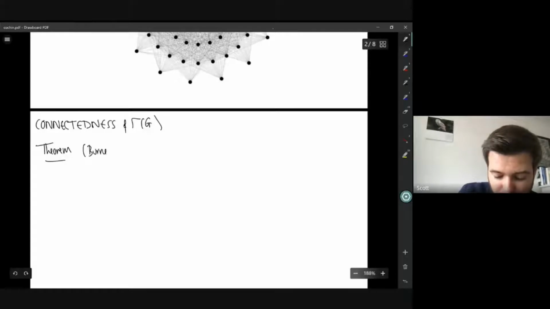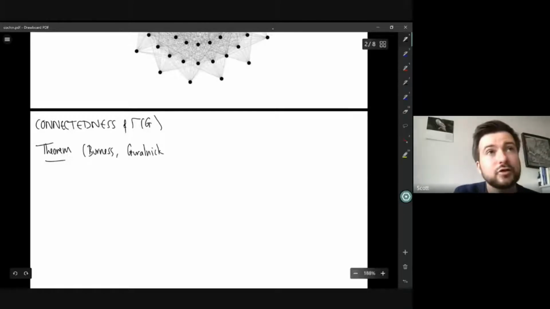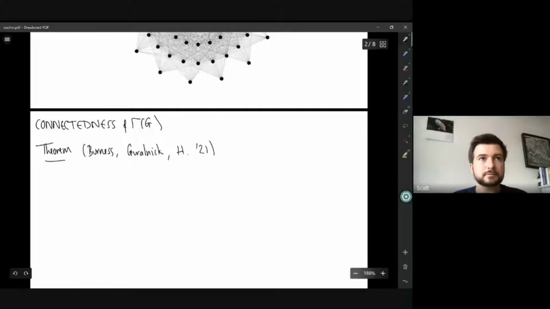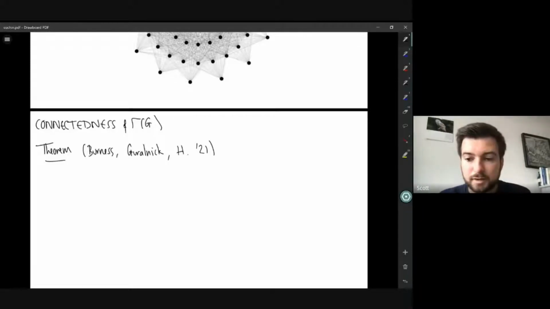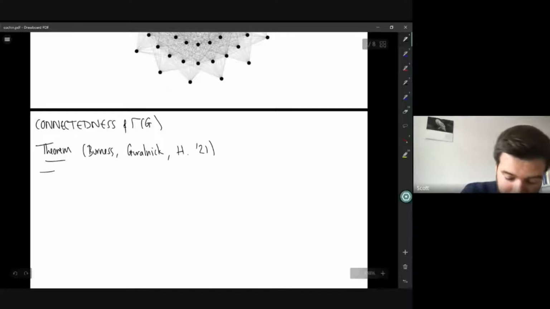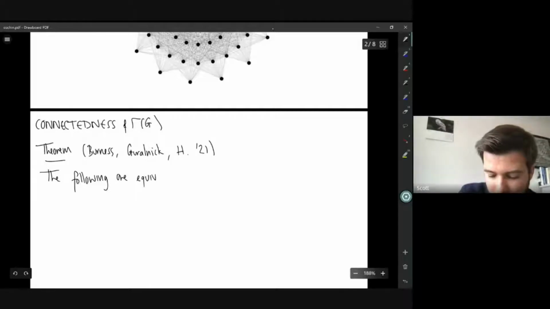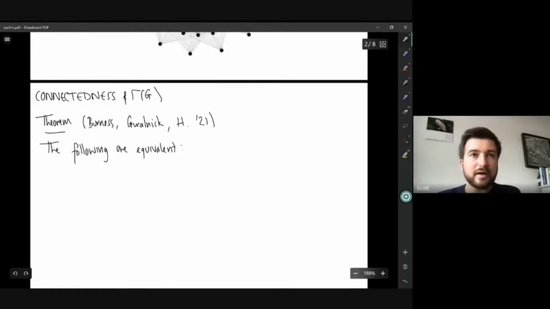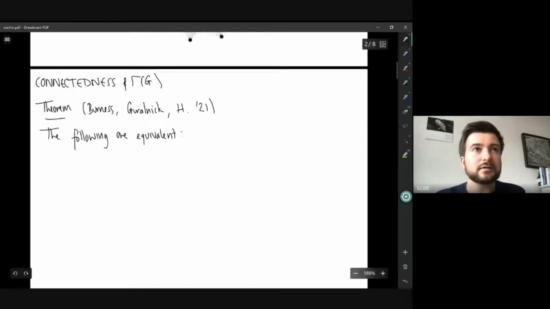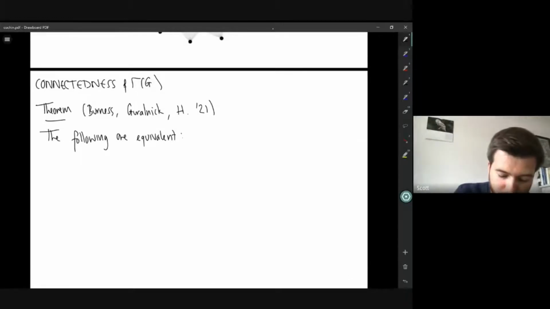It's a theorem of Tim Burness, who's also in Bristol, Robert Guralnick in the USA, and me, published this year. And it asserts that the following conditions are equivalent. So in attempting to answer the question of how connected are generating graphs, or when are they connected, the following 3 things are equivalent.